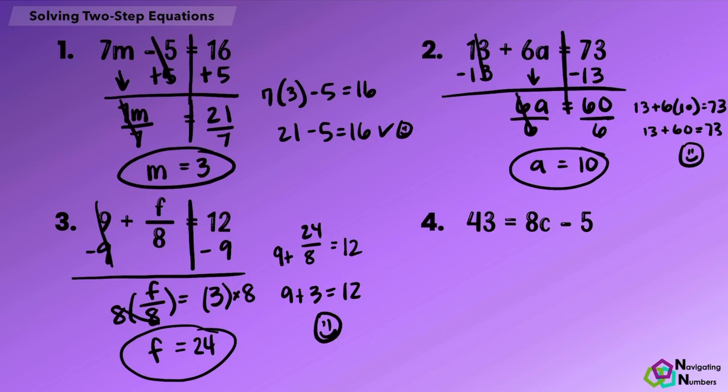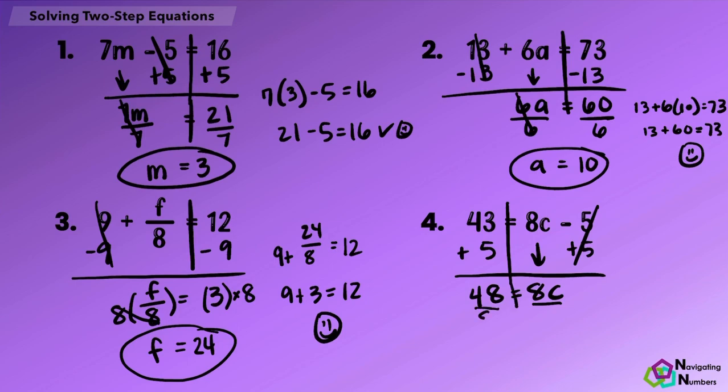Number 4, we have 43 equals 8 times c minus 5. So here we have multiplication and we have subtraction. Draw a line down the equal sign. Let's go ahead and undo the subtraction first. So let's add 5 to both sides. So here we have 43 plus 5 is 48 equals 8 times c. We're left with multiplication. So to undo multiplication, we're going to divide both sides by 8. And we're left with 48 divided by 8, which is 6.